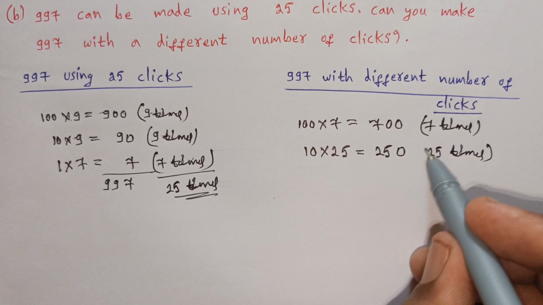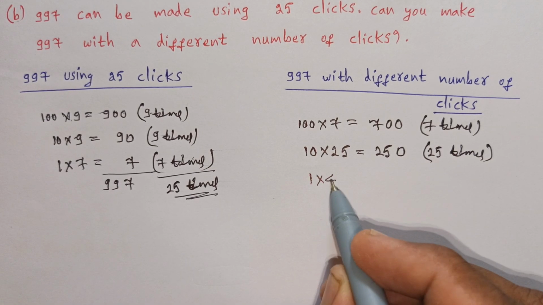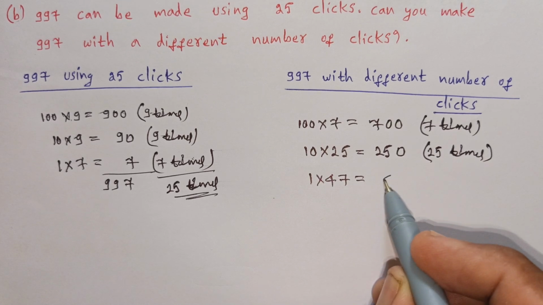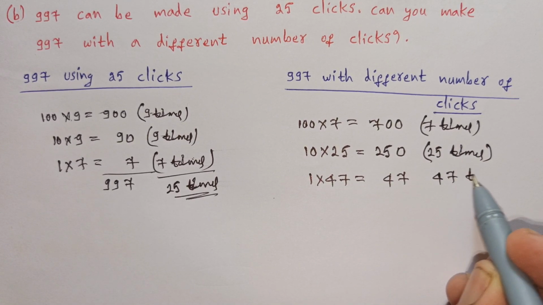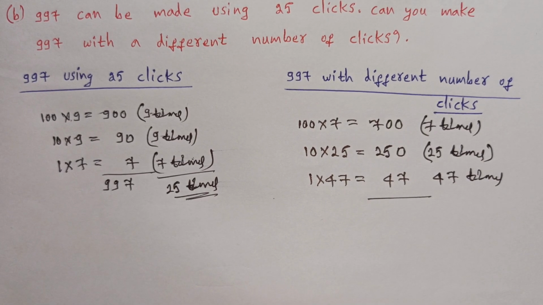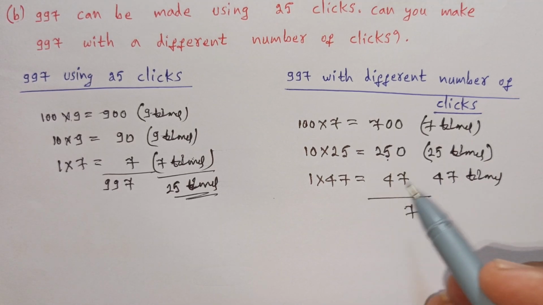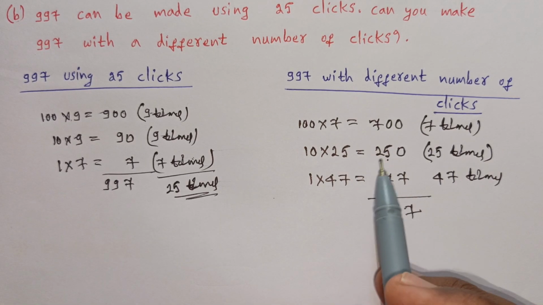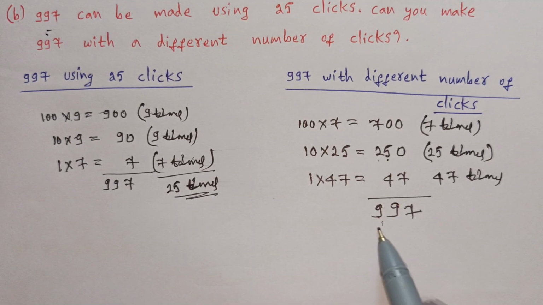So finally I am taking the one button 47 times. So 1 into 47, 47. So here 47 times. So we will get the same result here. 0 plus 0 plus 7, 7, 1's place. Next 10's place, 5 plus 4, 9. Next 100's place, 7 plus 2, 9. Same result we get, 997 only.